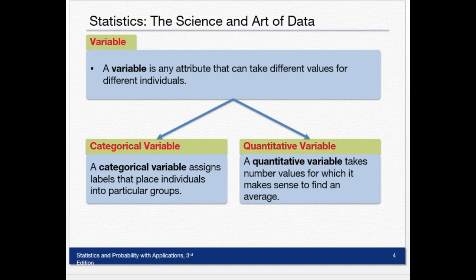A quantitative variable takes a number value for which it makes sense to find an average. So quantitative variables: height, weight, how many hours of sleep, how many hours you work, those are all quantitative variables. So numerical values that can be averaged are quantitative. So what's a non-quantitative variable that's a number? Like a zip code. Nobody averages a zip code, but they're numbers, right? So it's not quantitative. It can't be averaged.